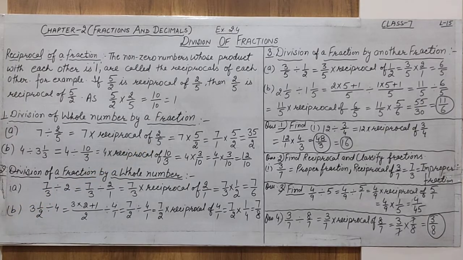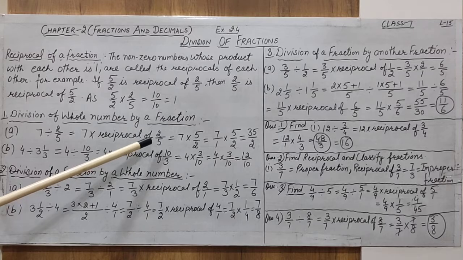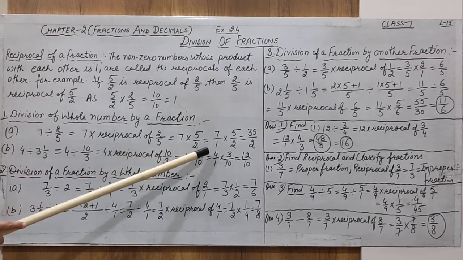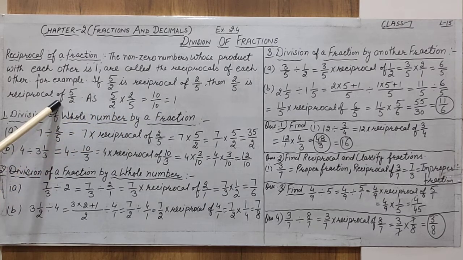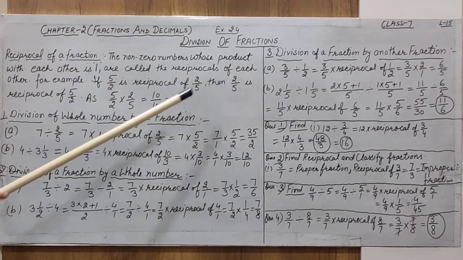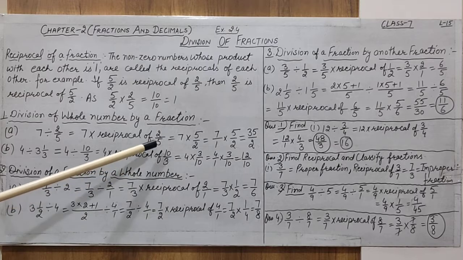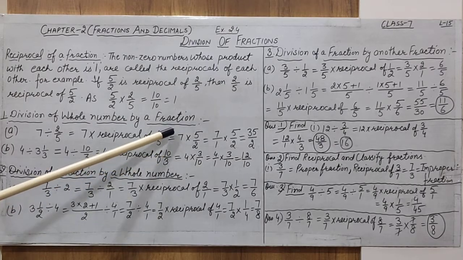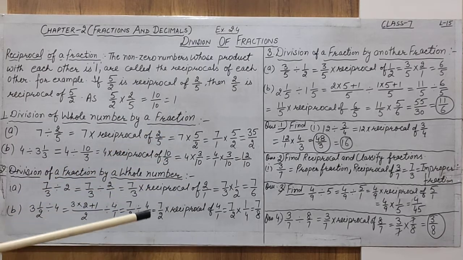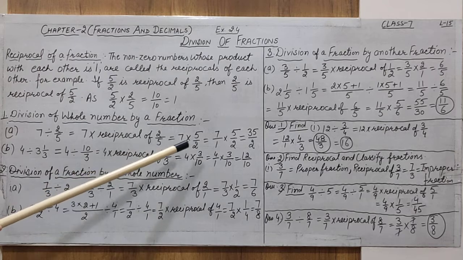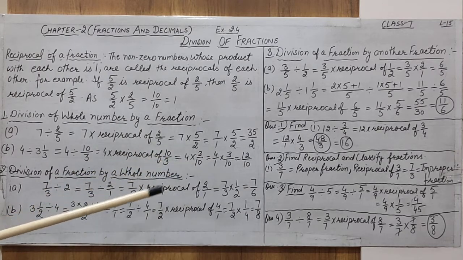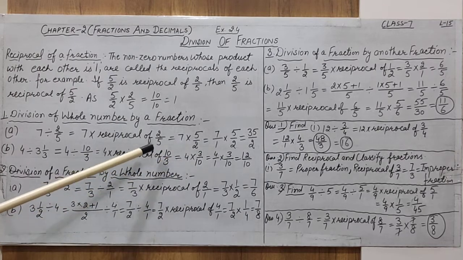As I have told you in the definition, the reciprocal of 2 by 5 is 5 by 2. As we have right here, 2 by 5 is the reciprocal of 5 by 2 and 5 by 2 is the reciprocal of 2 by 5. That is, the denominator changes into the numerator and the numerator changes into the denominator. So instead of 7 divided by 2 by 5, 7 is multiplied with 5 by 2, that is, the reciprocal of 2 by 5.